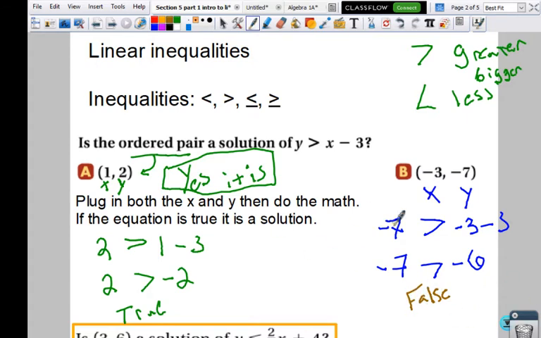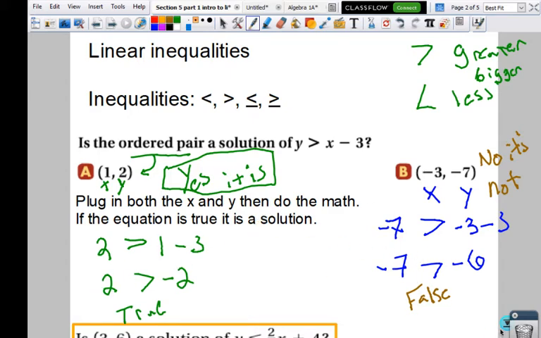Okay, because this is false, I'm going to go up here to B and I'm going to say no, it's not. No, it's not a solution. So if we go through, we plug in points, and we say it's true, I say yes, it is a solution. If it's false, I say no, it's not a solution.